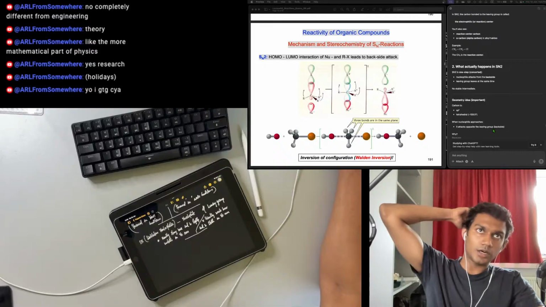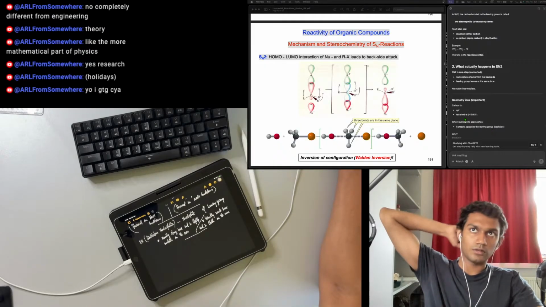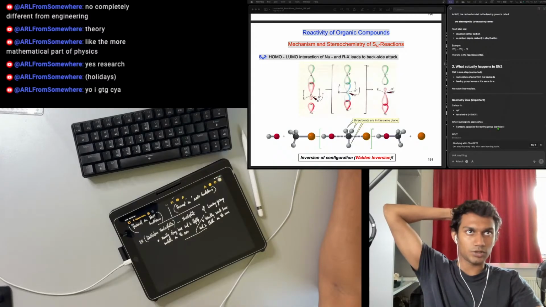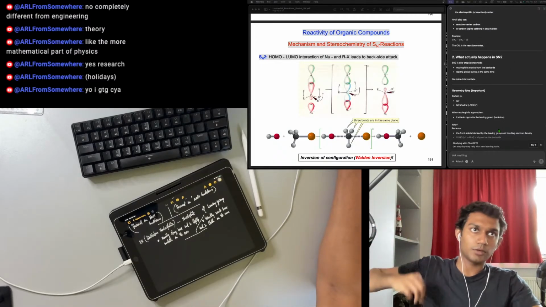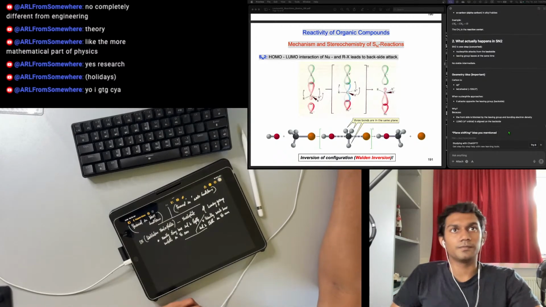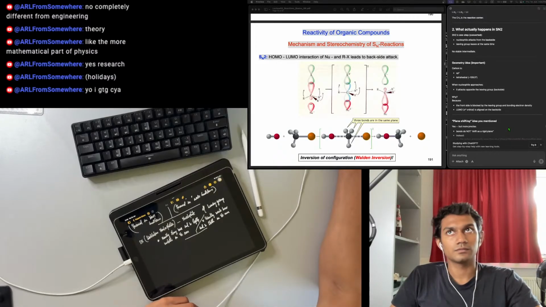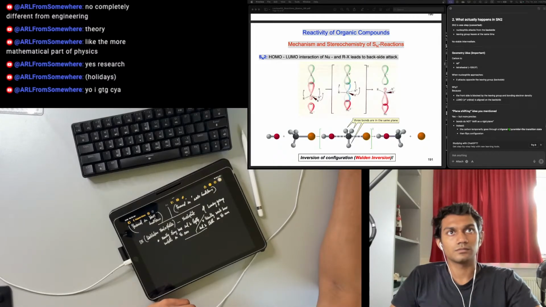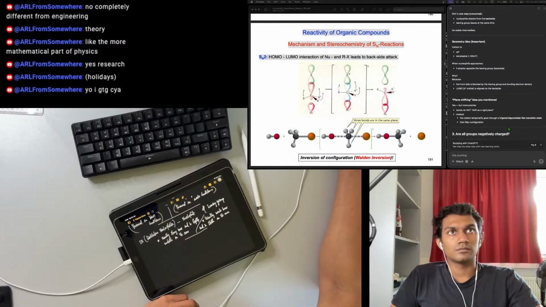Geometry idea. Carbon is sp3 tetrahedral. When the nucleophile approaches, it attacks opposite the leaving group. Why? Because the front side is blocked by the leaving group, and the LUMO orbital is lying toward the backside. Bonds do not shift as a rigid plane. Instead, the carbon temporarily goes through a trigonal bipyramidal transition state, then flips configuration.